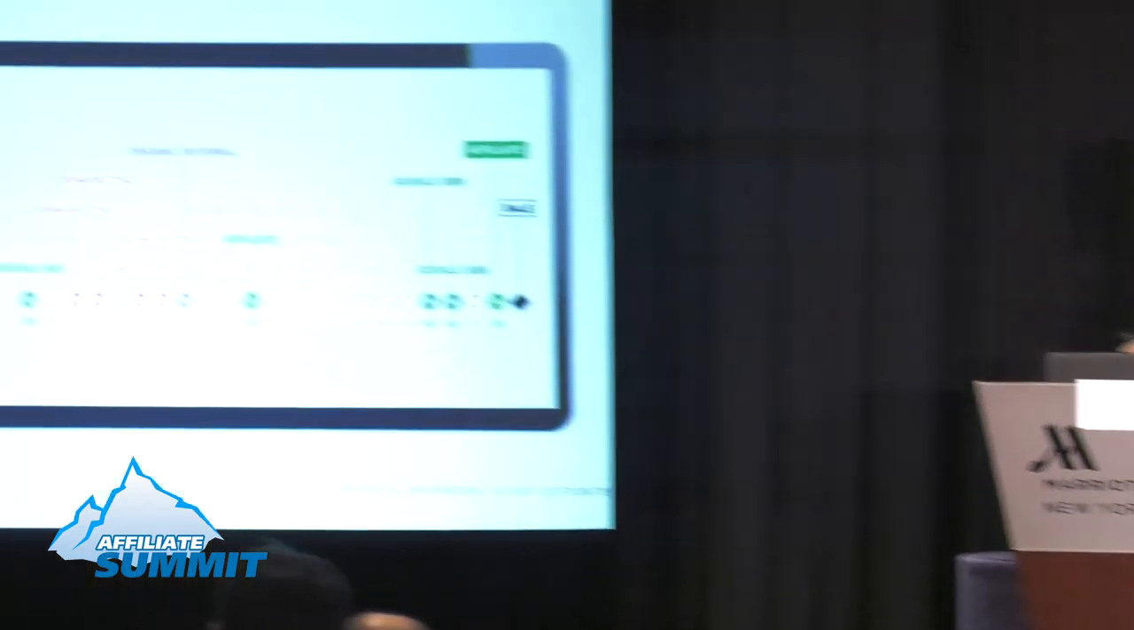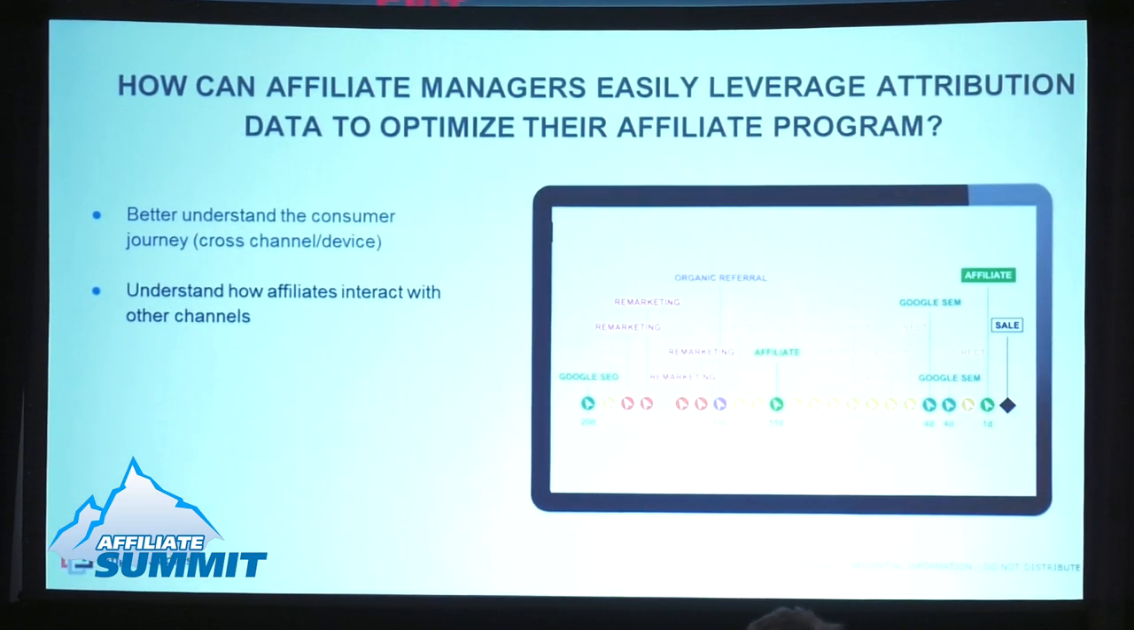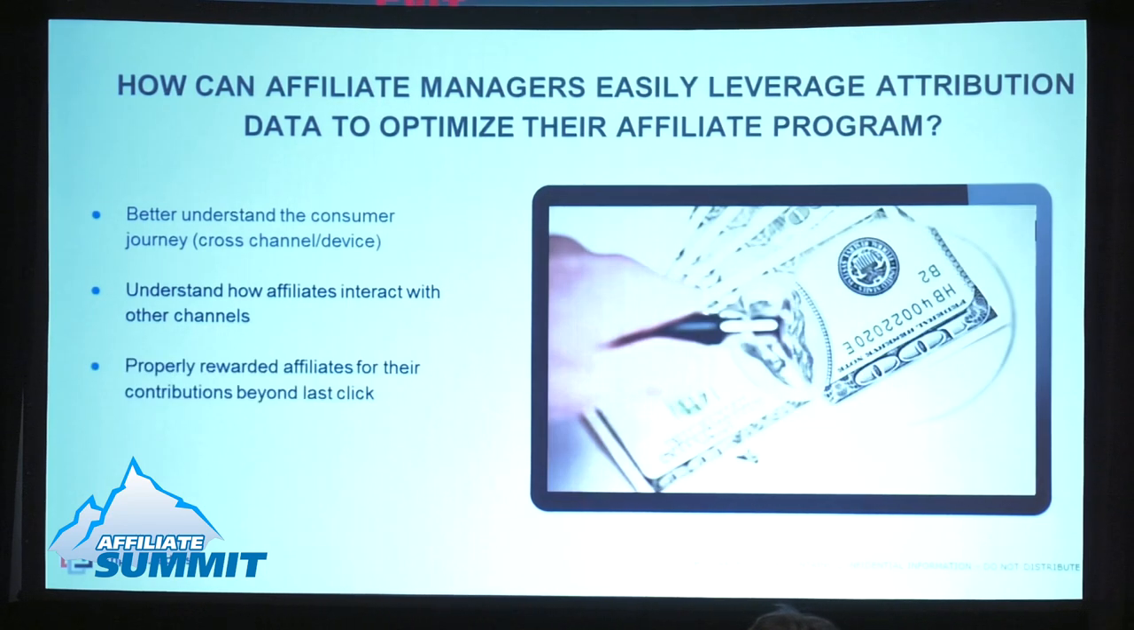As you can see here, there's a lot of touch points in 20 days where the affiliate in green was earning a commission. So how is that helping or detracting? And when are affiliates involved in conversions when they're not earning commissions as well? And so the goal here is to properly reward affiliates. There's a lot of talk about content affiliates maybe not always earning a commission, but playing an introducer or an influencer role. How do we make sure that we're rewarding that value?